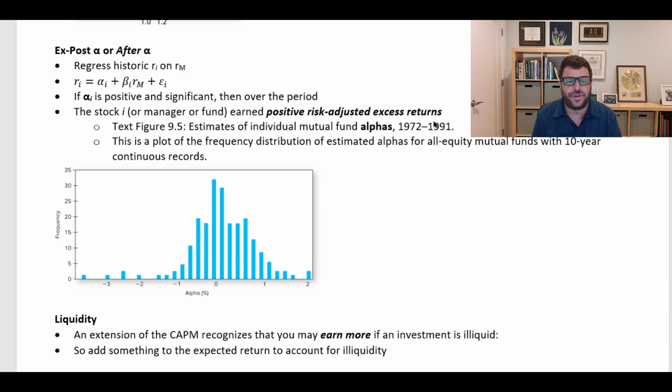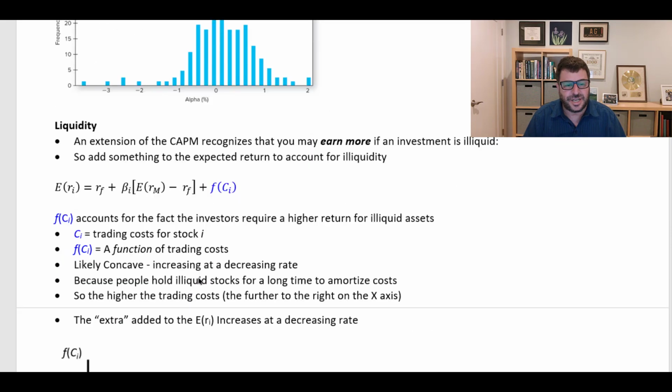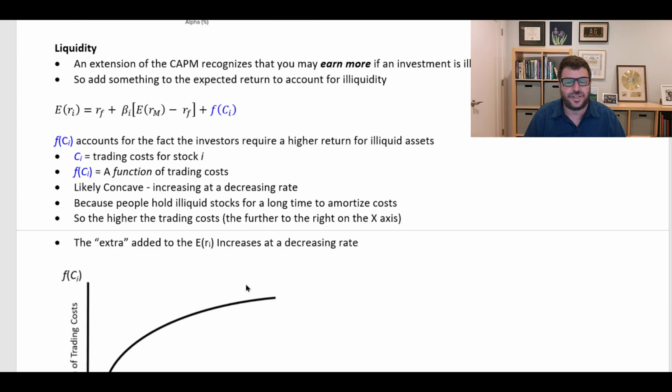And so here's a figure from the text, and it's estimates of individual mutual fund alphas from 1972 to 1991. This plot is the frequency distribution of the estimated alphas for all equity mutual funds with a 10-year continuous record. We'll have to visualize this because we don't have any statistics, but you can see that this seems to have an expected value of 0. And even though we do observe some positive alphas and negative alphas, it seems as if most of these alphas are 0. Okay, the next thing we're going to do is think about this idea of liquidity.